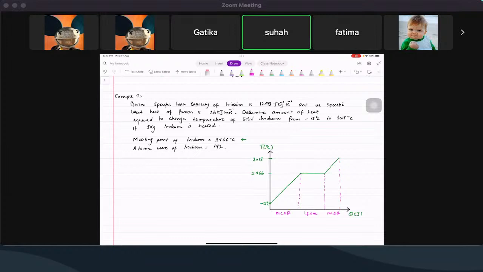So now the total heat required would be mc delta theta, which is basically the first part, then latent heat of fusion times mass, that's the melting part, and then we have to raise the temperature again to the final temperature like this. Everybody understands this? So this should be my final equation.